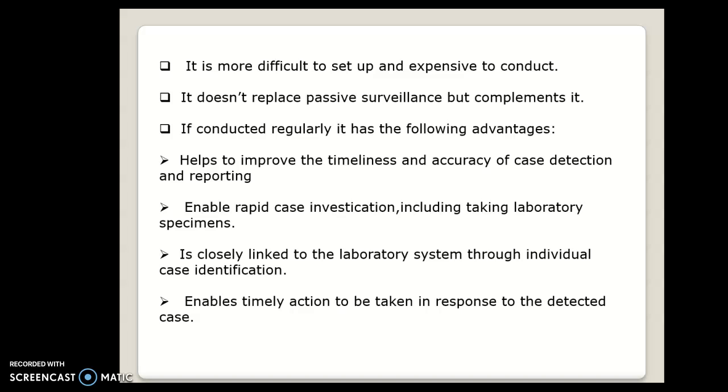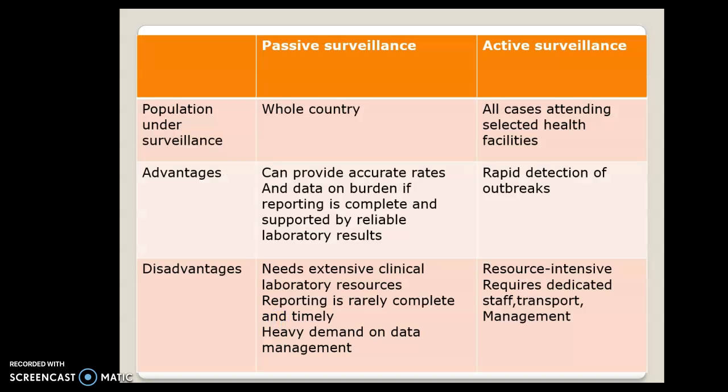If conducted regularly, it has the following advantages: it helps to improve the timeliness and accuracy of case detection and reporting, and enables rapid case investigation, including taking laboratory specimens. It is closely linked to the laboratory system through individual case identification, and enables timely action to be taken in response to the detected cases. So coming to the difference between active and passive surveillance is the population under surveillance.